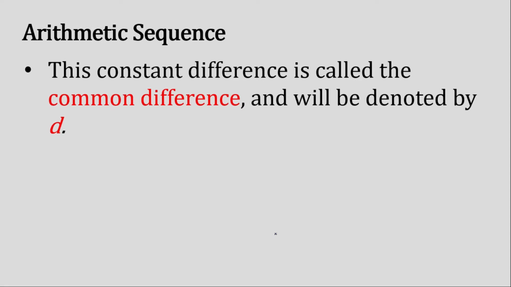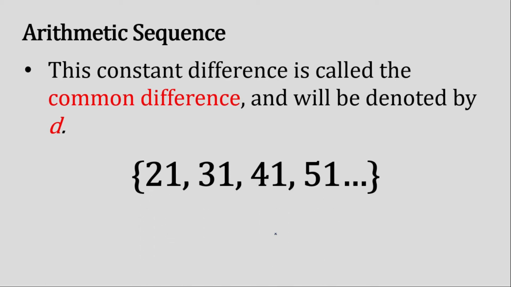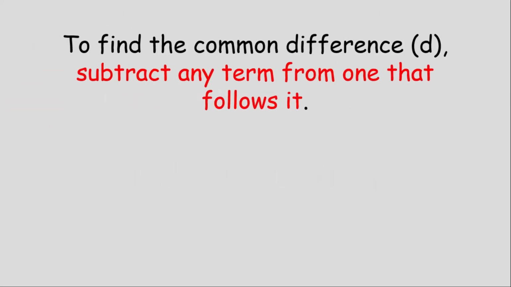This constant difference is called the common difference and will be denoted by D. So in this sequence again, we can say that the common difference, or D, is equal to 10. To illustrate it more, to find the common difference D, subtract any term from the one that follows it. Considering the sequence 2, 5, 8, 11, and 14, let's first identify the first term, that is 2, the second term, that is 5, the third term, that is 8, the fourth term 11, and the fifth term 14.